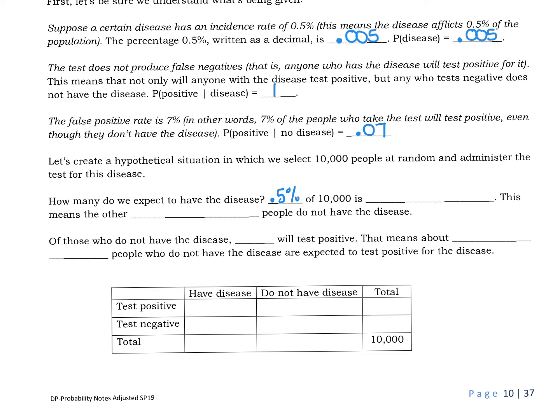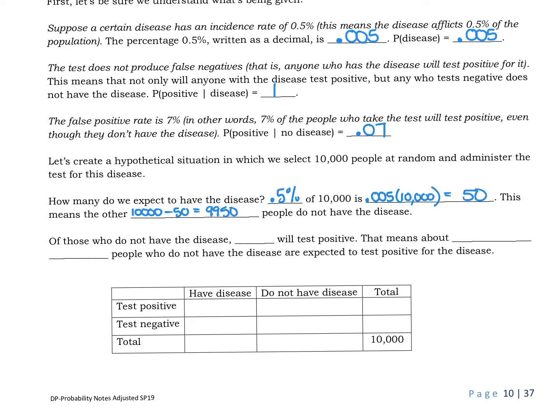0.5% of 10,000. The way we calculate that is we write the percent in decimal form, so 0.005, and we multiply it by those 10,000 people, and we will find that 50 of them are expected to have the disease. Out of those 10,000 people, it means that the other 9,950 of them do not have the disease.